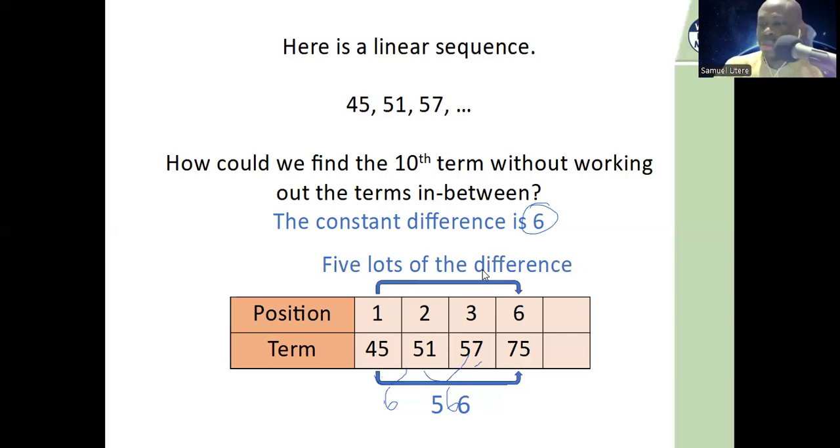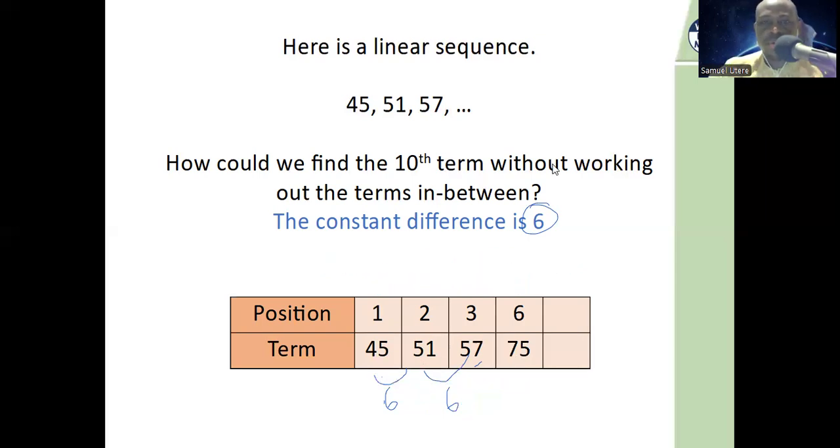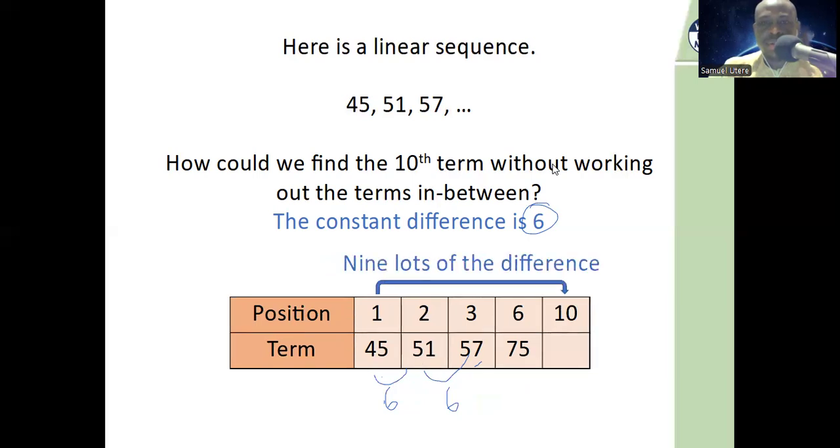so to get from here to here, we've added 6 there, 6 there, so we'll have 1, 2, 3, and then if we keep going, by the time we get to the 10th term, we would have added 9 lots of the constant difference. So when we were on the 6th term, we would have added 5 lots.